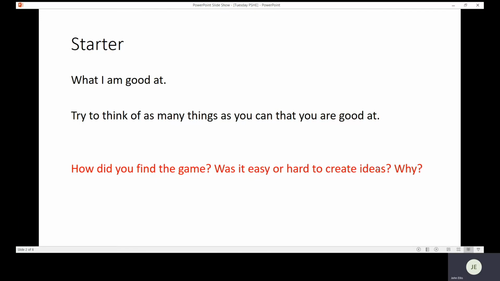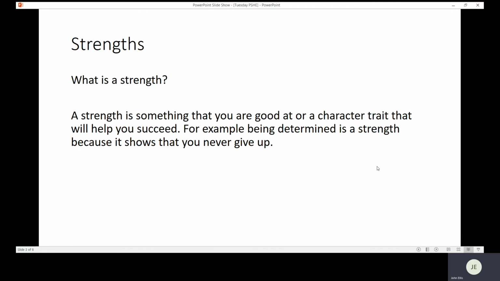And if it helps, pause the video so you can explain, and then maybe write down a sentence. So I wrote, I found it easy to come up with ideas, or I find it difficult to come up with ideas because. Okay, so what is a strength? A strength is something that you are good at, or a character trait that will help you succeed. For example, being determined is a strength because it shows that you never give up. And as you should see, what we did before, what you're good at, these are going to be some of your strengths. They may be personal strengths, they may be learning strengths, but they're strengths that you have.